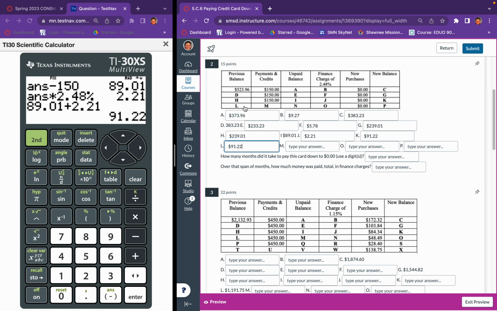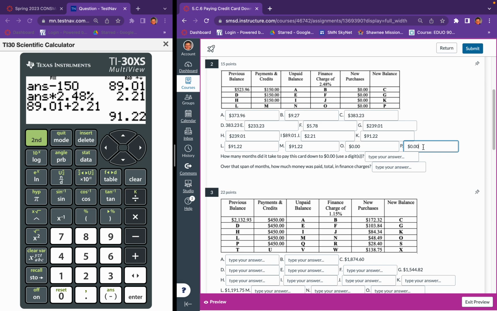Okay, so here's the deal. We had been making payments of $150, but we don't owe them $150 anymore. We owe them less than that. So because we owe them less than that, we're going to pay them what we owe them. We owe them $91.22. We're going to pay them $91.22. We've paid it off. So because we've paid it off, we owe them no money. And if we owe them no money, then they're not going to charge us a finance charge. And that's going to be the new balance also.